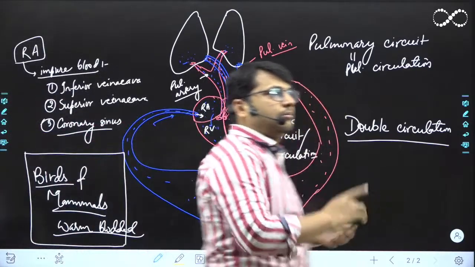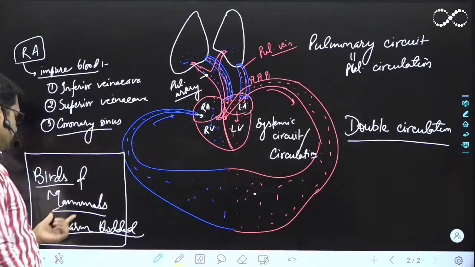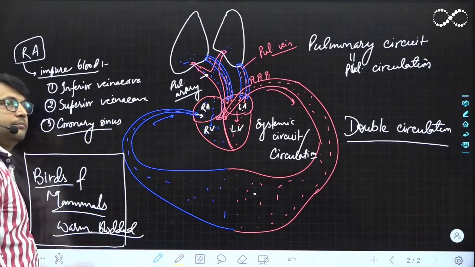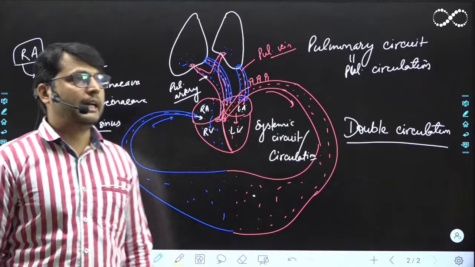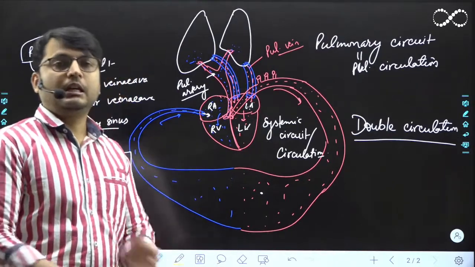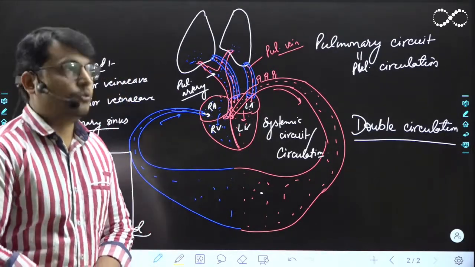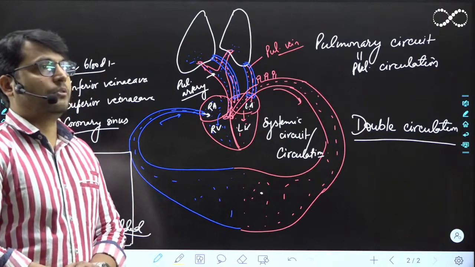No, not at all. Birds are warm-blooded. Birds and mammals, warm-blooded. Okay, so birds and mammals are the only organisms on this planet who are warm-blooded. Rest all are cold-blooded.